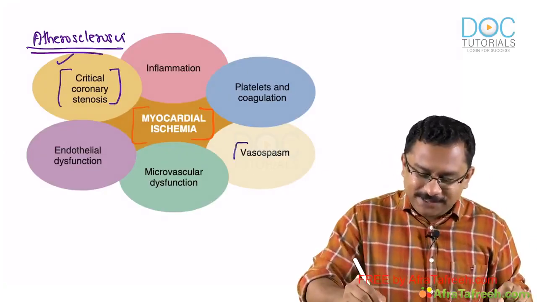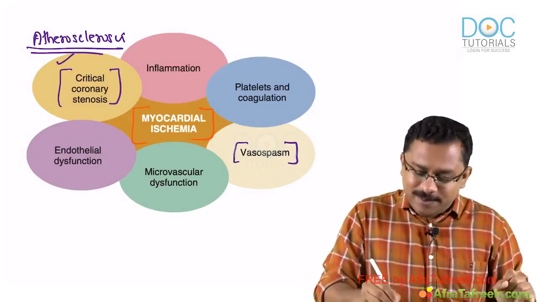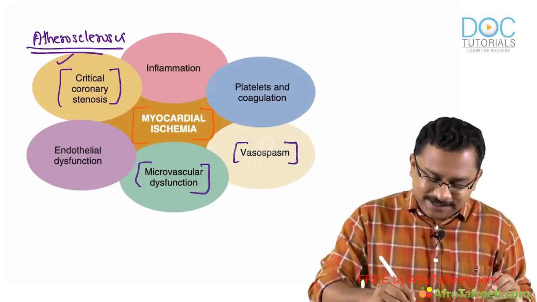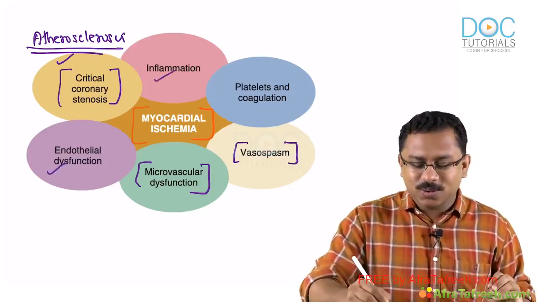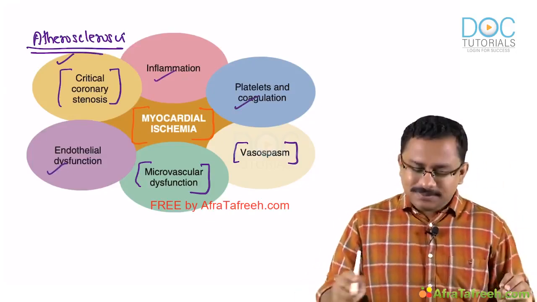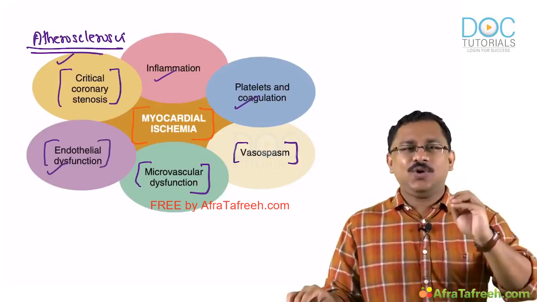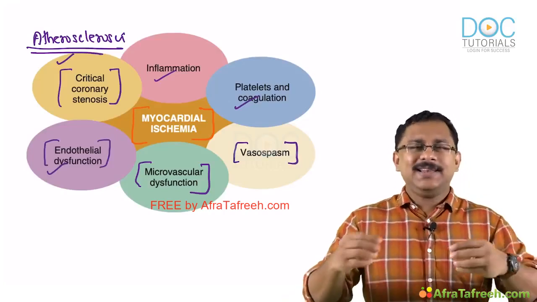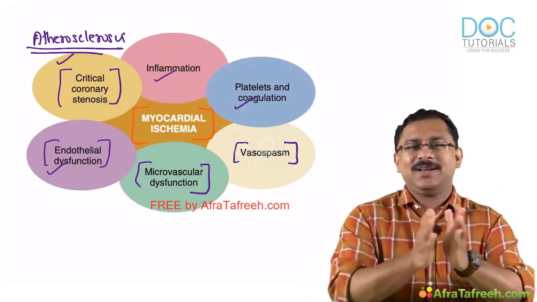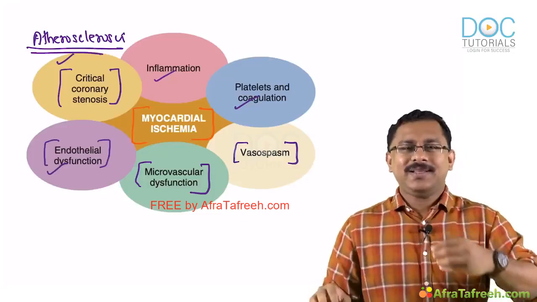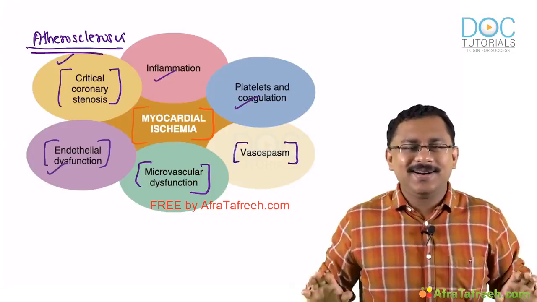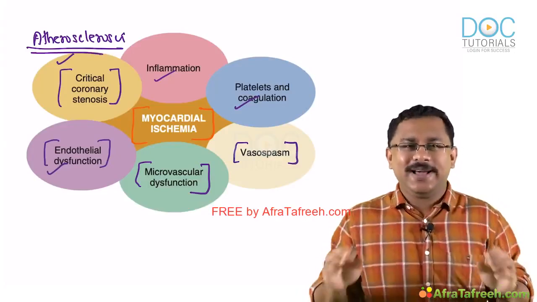and then in addition to the atherosclerosis, you can have vasospasm, that also we have learned, microvascular dysfunction, and also you have other factors playing important roles like endothelial dysfunction, inflammation, and platelets and coagulation. That means, for example, when you have an endothelial injury, especially in conditions like atherosclerosis predisposing to endothelial injury, because I have already taught you one of the earliest stages of atherosclerosis is endothelial injury. We have already learned regarding the response to injury hypothesis.